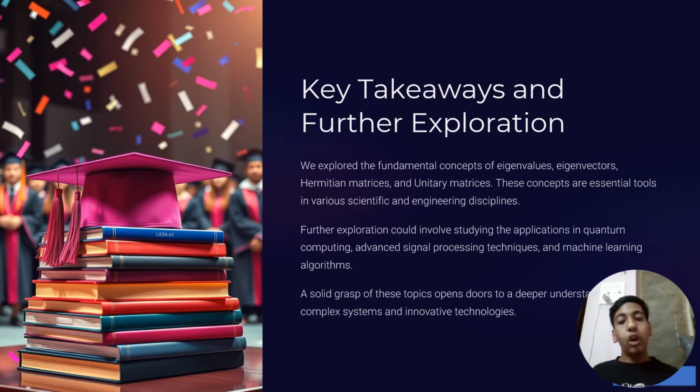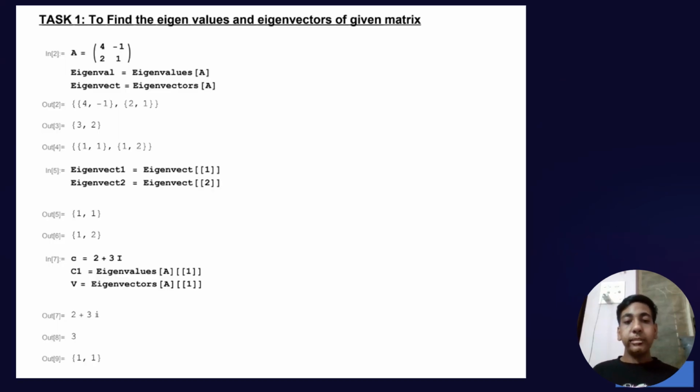Key takeaways and further exploration. We can explore that. First of all, I have told you about quantum mechanics, which we can do in Wolfram Mathematica. So I have solved some examples. First, to find the eigenvalues and eigenvectors of a given matrix, A equals 4, minus 1. Eigenvalues equals Eigenvalues[A], where we take the matrix A. Eigenvectors equals Eigenvectors[A]. We take the matrix A. So this gives us the output.